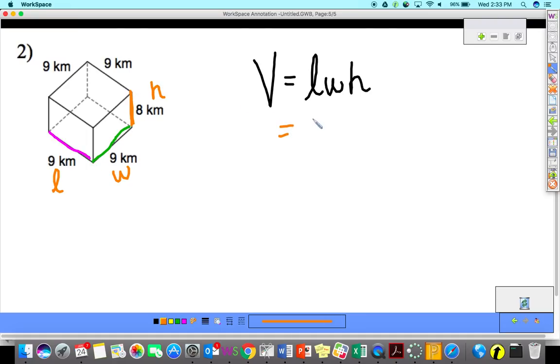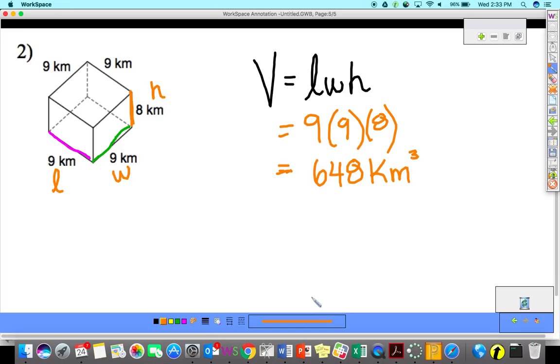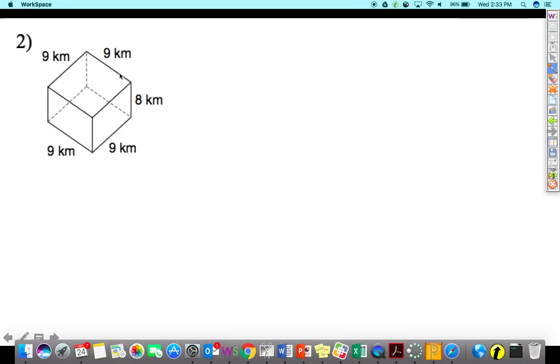So when I take this and I multiply, I've got 9 times 9, which is going to be 81, times 8, which is going to be 648, again, kilometers cubed. So I'm finding the volume of this shape.